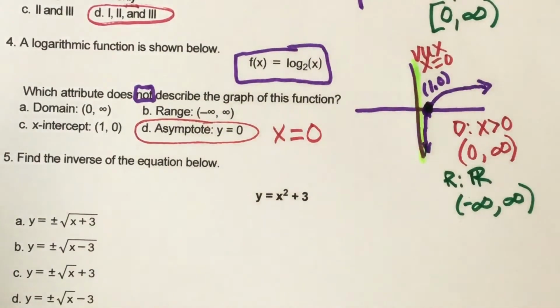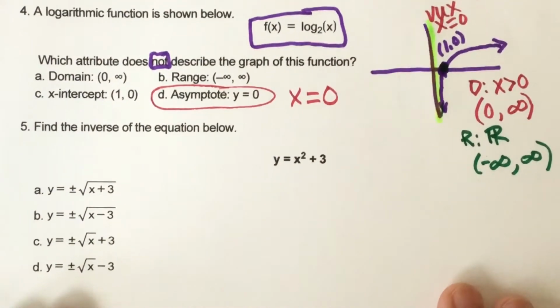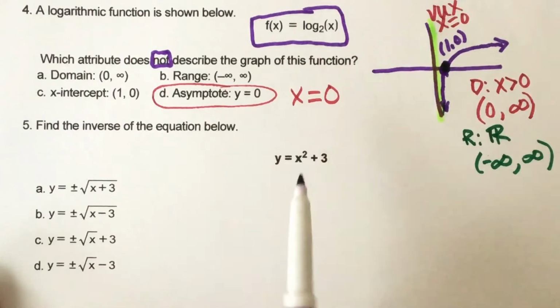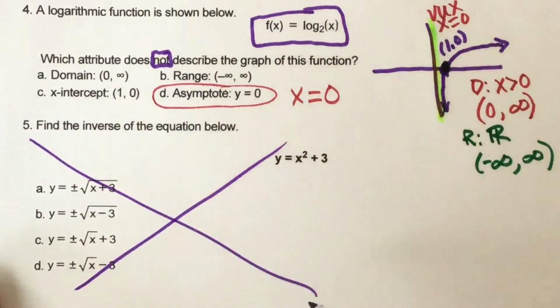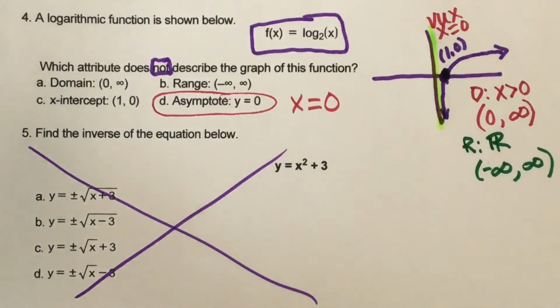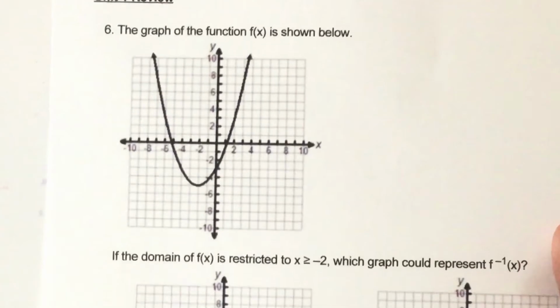Okay, number five. We decided not to teach you a problem that looked like this when we taught the lesson. So we're just going to get rid of it. Number five, gone. Okay, ready to go? Number six.